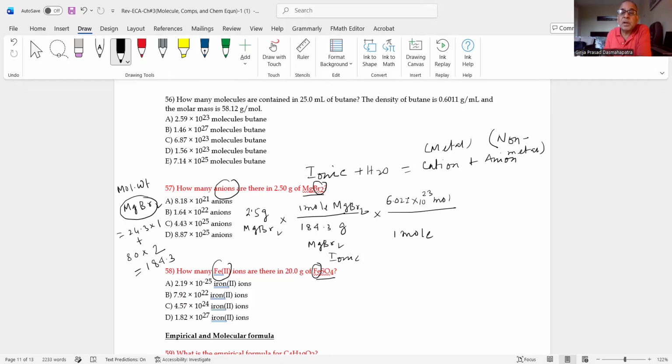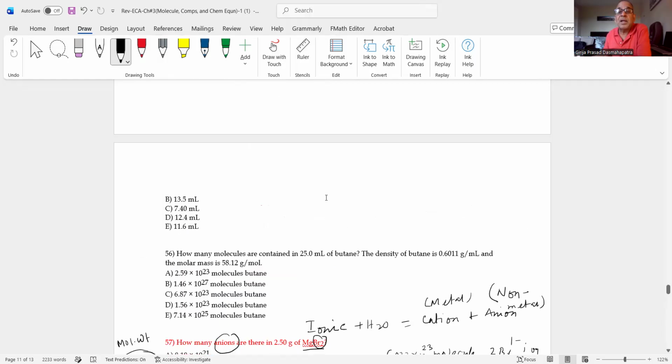Molecules, okay? And not moles, molecules. And in one molecule, how many bromine atoms are there? 2. So there will be 2 bromide ions, 2 Br⁻ ions, per molecule. So look at it. In this case, we are talking about the bromide ion, not the bromine atom.